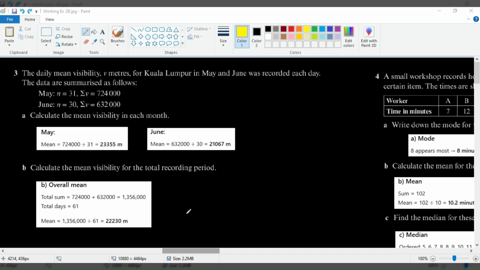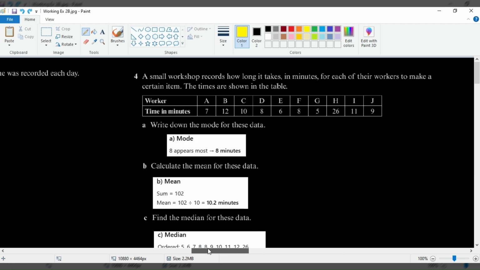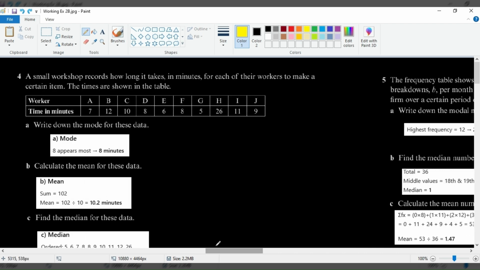Now, moving on to question number 4, which says a small workshop records how long it takes in minutes for each of their workers to make up a certain item. The items are shown in the table. Now, write down the mode of this data. That means 8 appears most of the time, as you can see here, that 8 is appearing over here and over here. So this is going to be the mode.